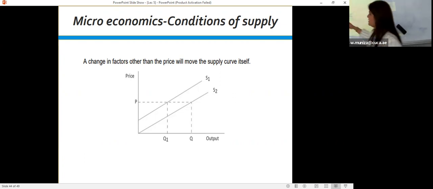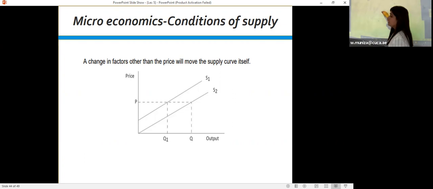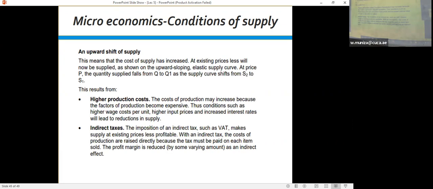If this is only the price, then the movement will be upward or downward along the curve. That was not a shift; we can say contraction and expansion. But in this case, an upward and inward movement of the supply curve will be there if there are other factors rather than price only which are affecting the supply.